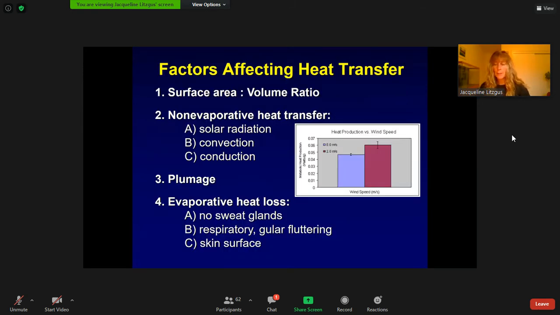Okay, so what are factors that are going to affect heat transfer? So I mentioned smaller birds, right?